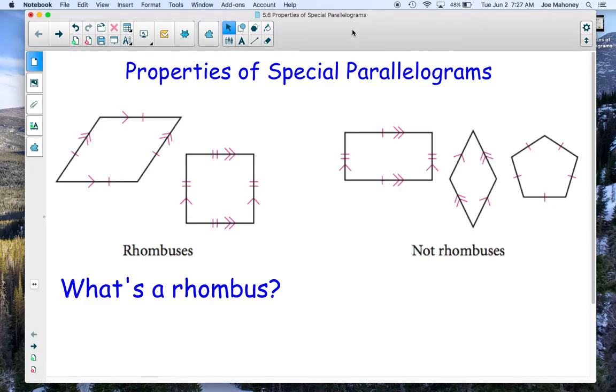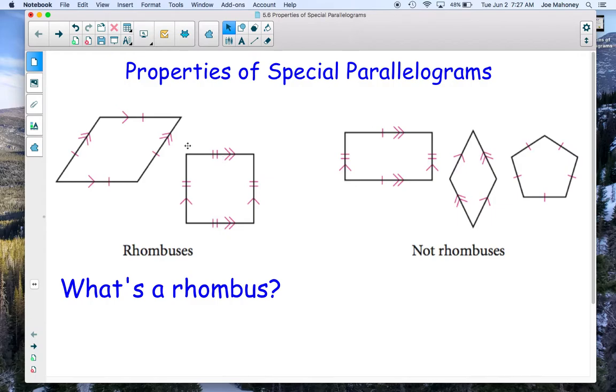So last time we talked about some properties of parallelograms. So this time let's talk about some special parallelograms. And the one we start off with is our rhombus. So again, on the left side we see rhombuses, on the right side we see not rhombuses. So what's a rhombus?